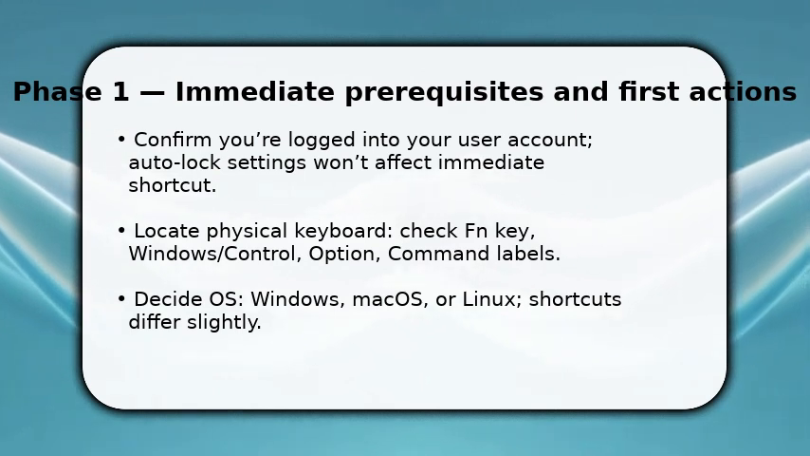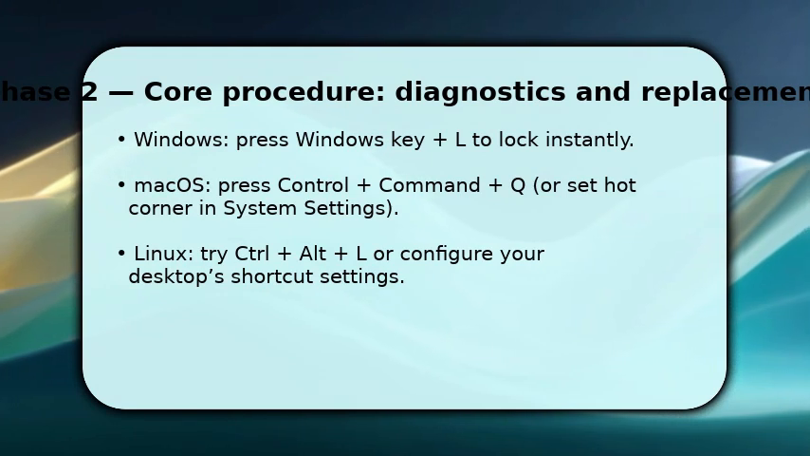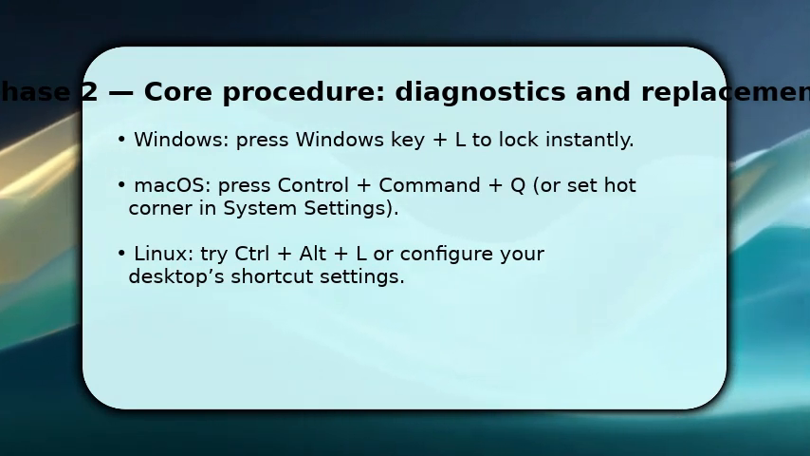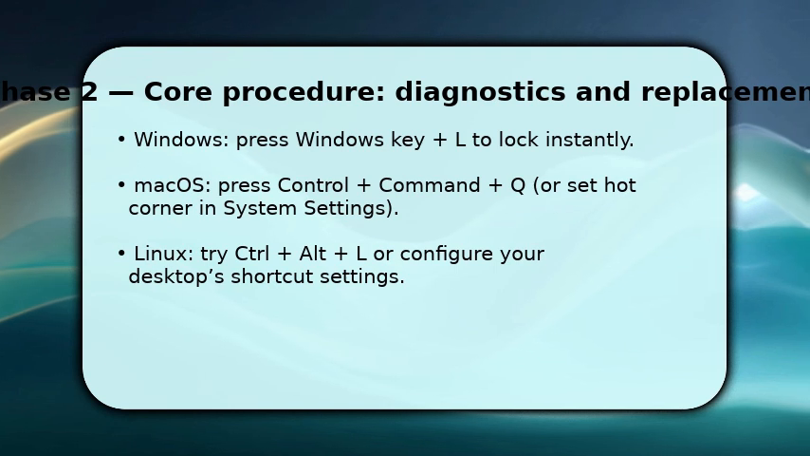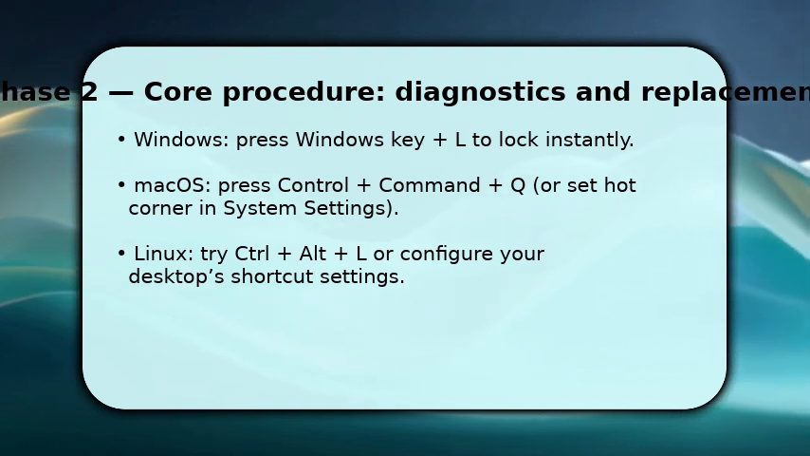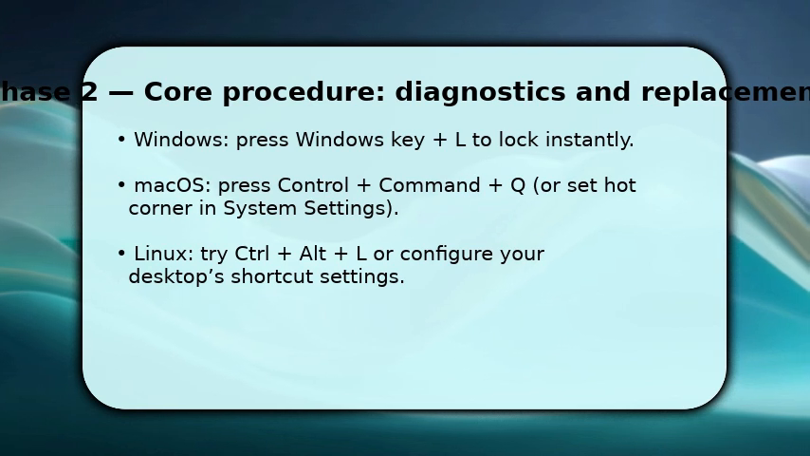Now do the actual lock. On Windows, press the Windows key plus L and your screen locks immediately. This is simple and fast. On Mac OS, use Control plus Command plus Q. Alternatively, set a hot corner in System Settings to trigger lock with the mouse.